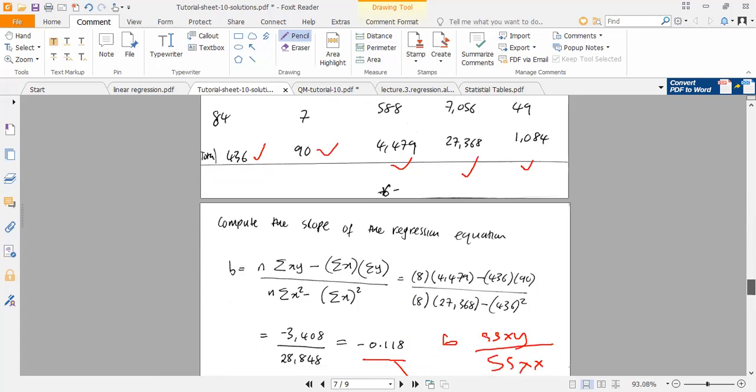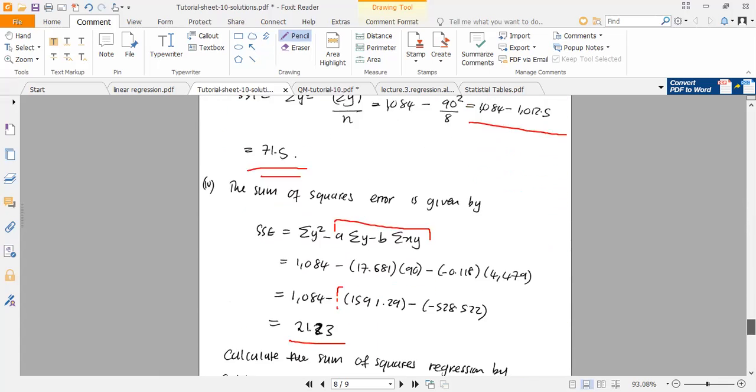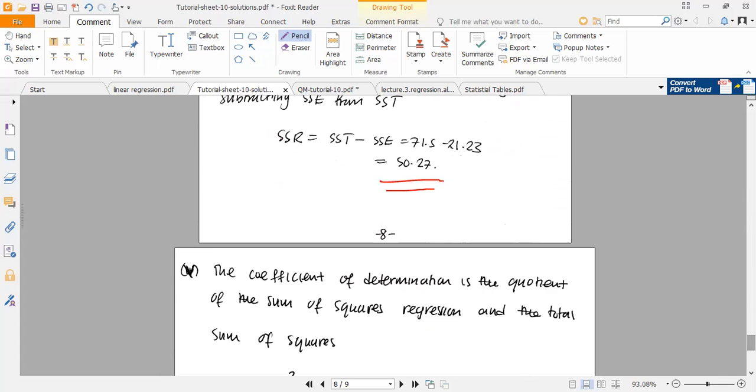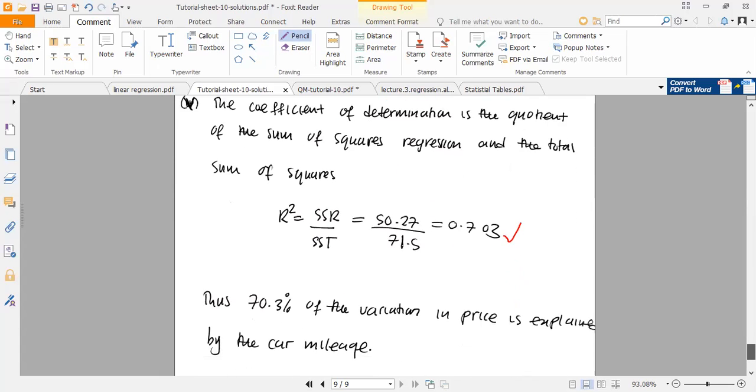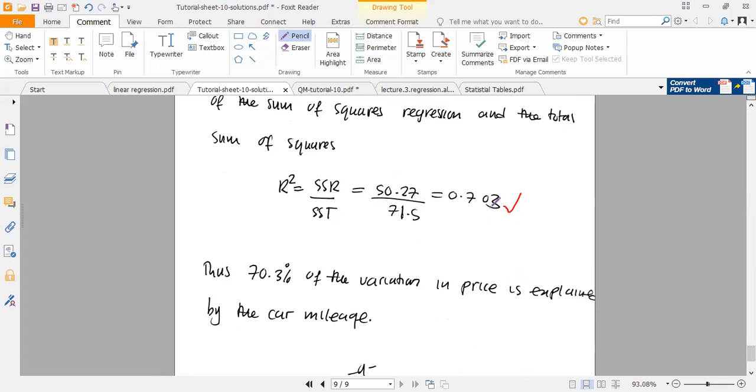So here, we are just using the values that we've just found to find our coefficient of determination, SSR over SST, which will give you 50.27, then to give you this final answer here. So what does this mean? It means that 70.3% of the variation in the price is explained by the car mileage.